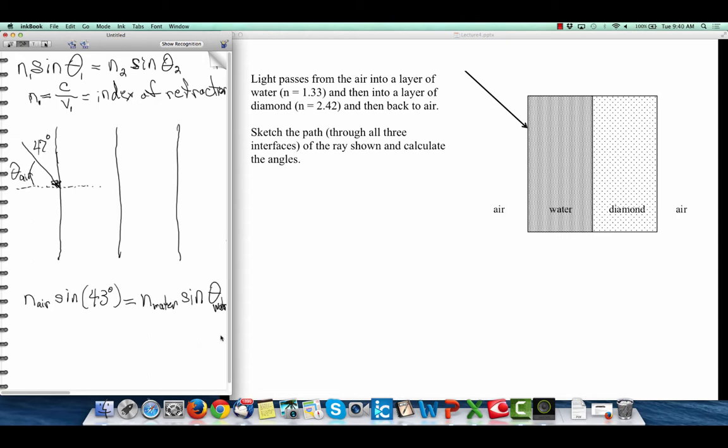So which N is larger? The water. What does N tell you? Well, N is the speed of light in a vacuum, and the symbol we use for that is C, divided by the speed of light in the material. Light in a vacuum has speed C. Light in any other material is slower than C. The speed in water is a smaller number than C, and so C divided by some smaller number gives you a number bigger than 1. So this index of refraction is always going to be 1 or larger than 1. For vacuum, it's 1. For air, it's close to 1.